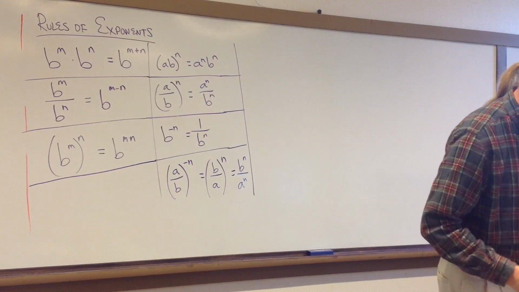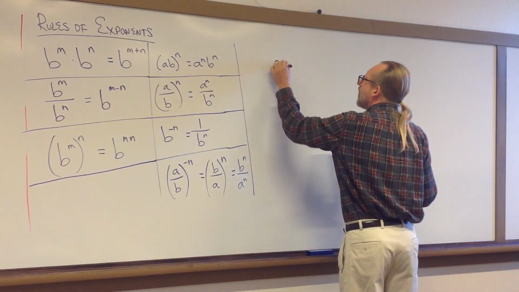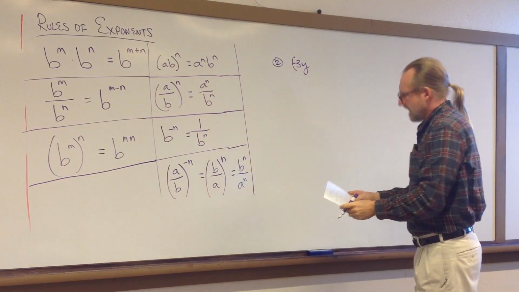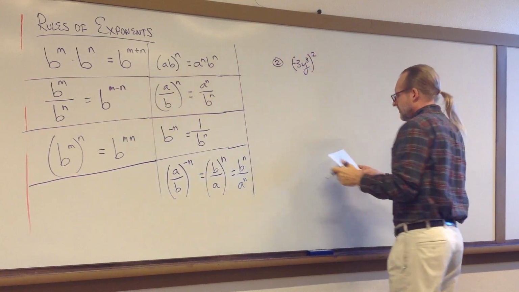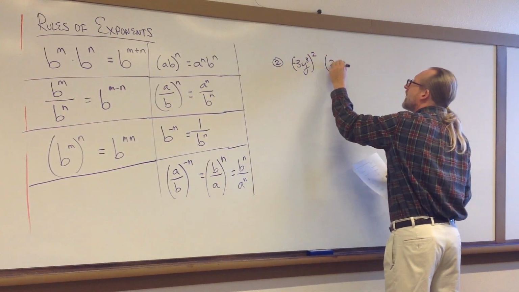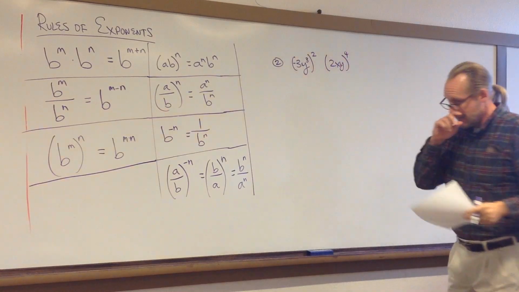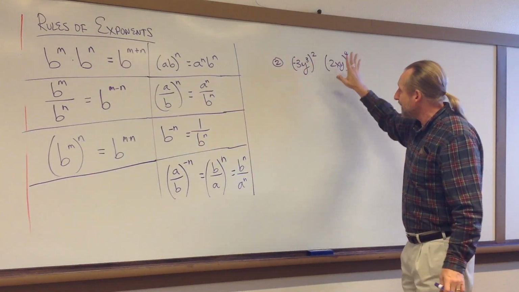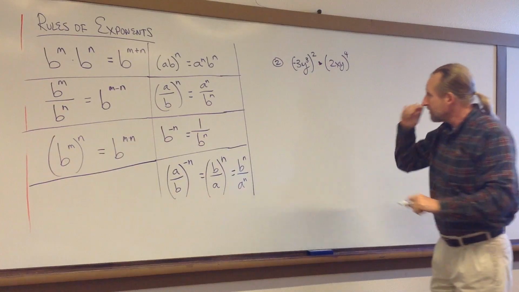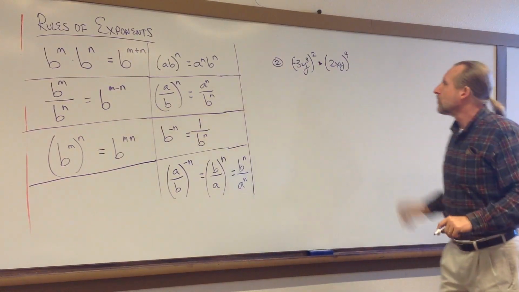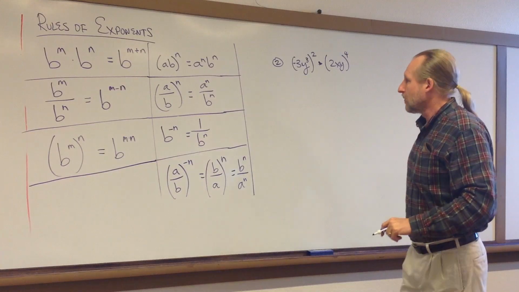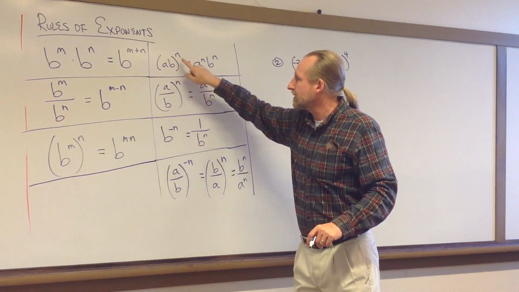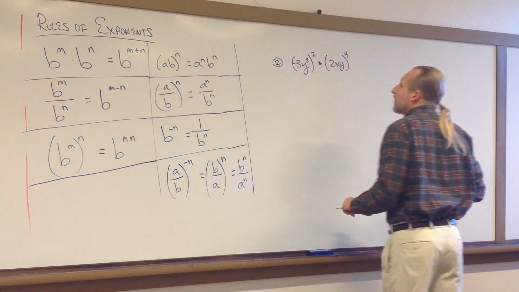So let's start with problem 2. We've got negative 3 y cubed, so that's getting squared, and then 2xy to the fourth. The thing we want to do here is simplify each of these separately, and then after we've done that, we'll simplify what's left. We're looking at this property right here. We've got a couple of different things inside the parentheses, and we're going to raise each one to that power.